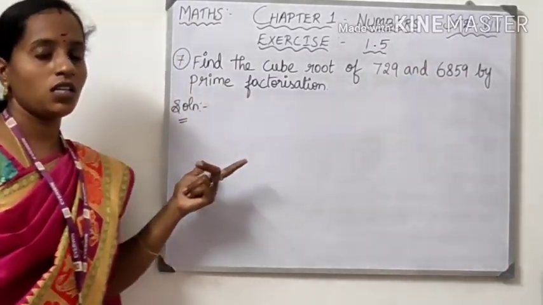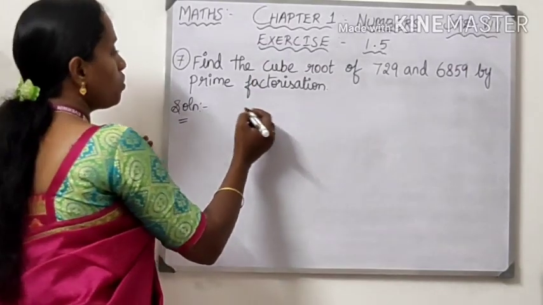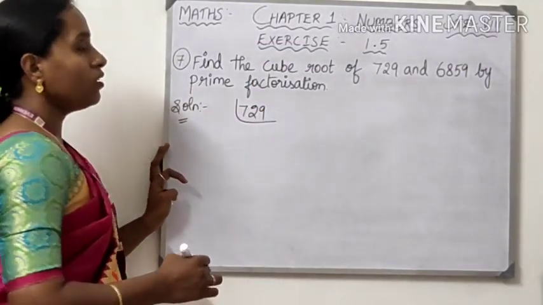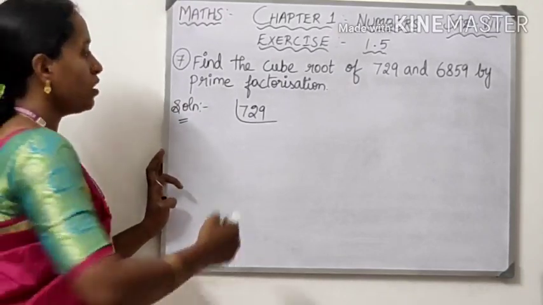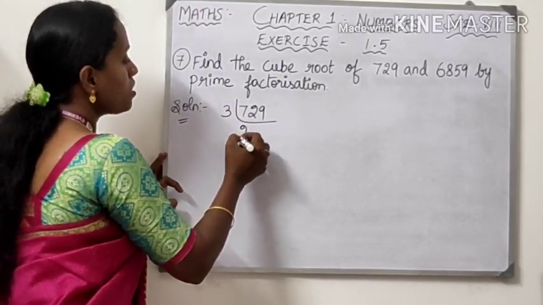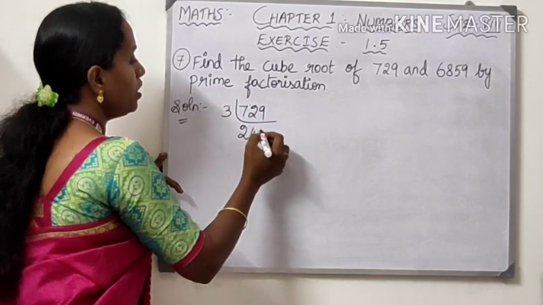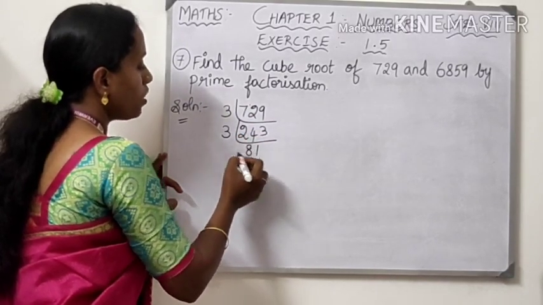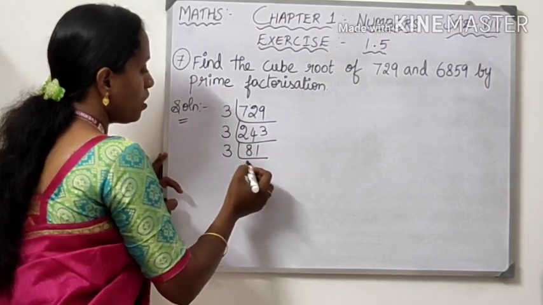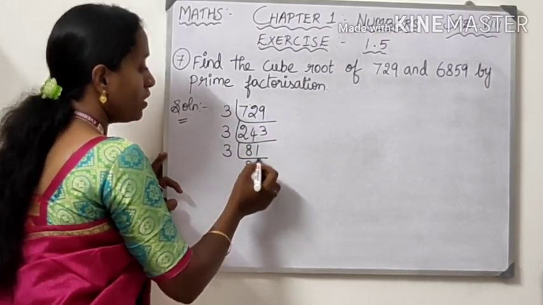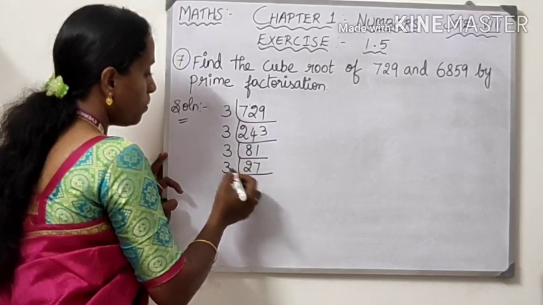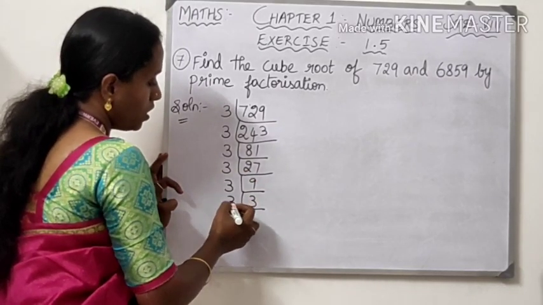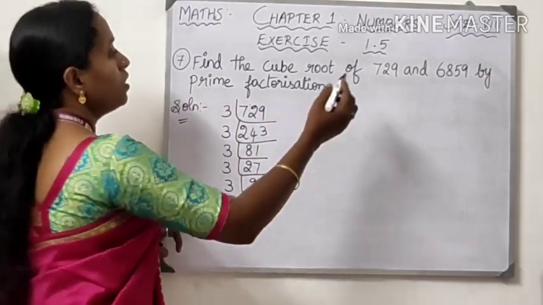Next sum: find the cube root of 729 and 6859 by prime factorization. So first let us write the question, 729. So I can use the prime number 3. So 3 2s are 6, balance is 1, 3 4s are 12, then 3 3s are 9. Again 3 table, 3 8s are 24, 3 1s are 3. Again using 3 table, 3 27s are 81. Again 3 table, 3 9s are 27. Then 3 3s are 9. Then 3 1s are 3.